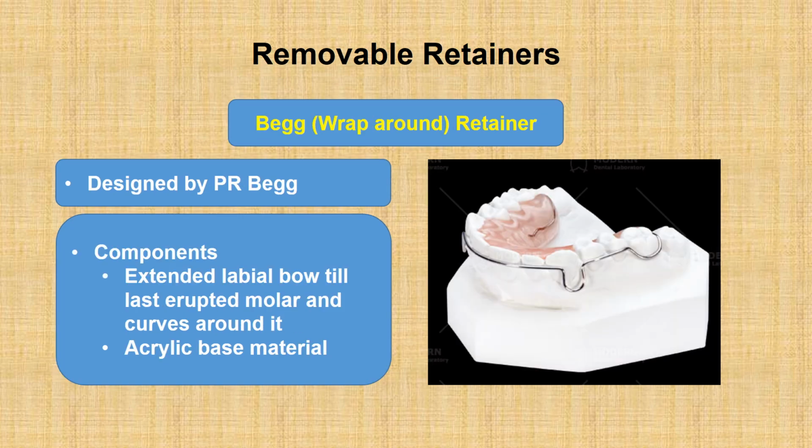Now the next type of removable retainer is a Begg, also known as the wrap around retainer. It was designed by this chap called P.R. Begg. Now the components: it has an extended labial bow which extends up until the last erupted molar and curves around it, and it has an acrylic base material.